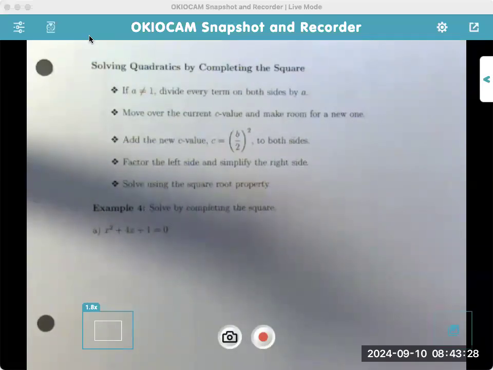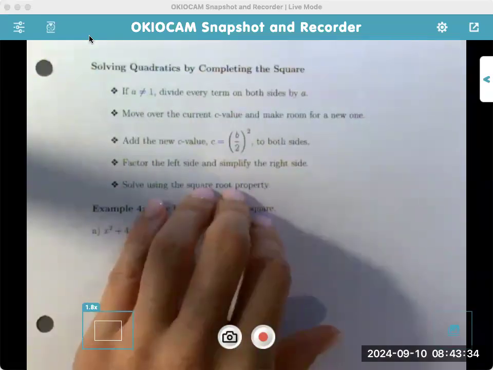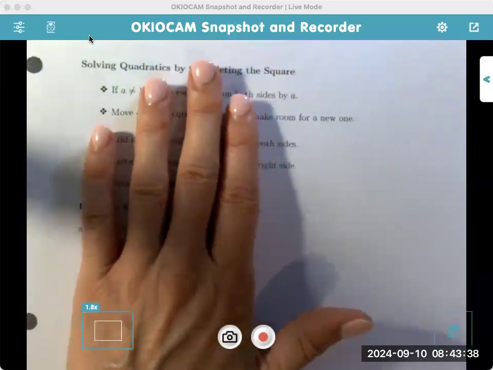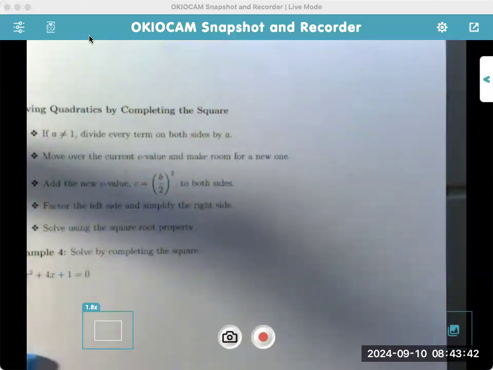So before we talk about completing the square, this is basically undoing FOIL, so to speak. This is undoing the distribution. So I want to talk about how we distribute first, aka how we FOIL.